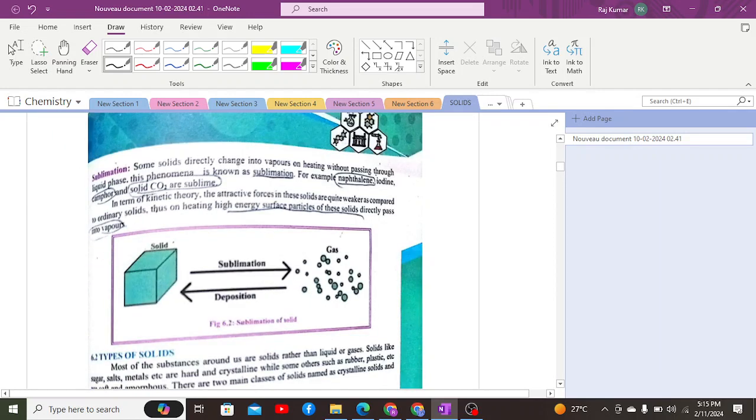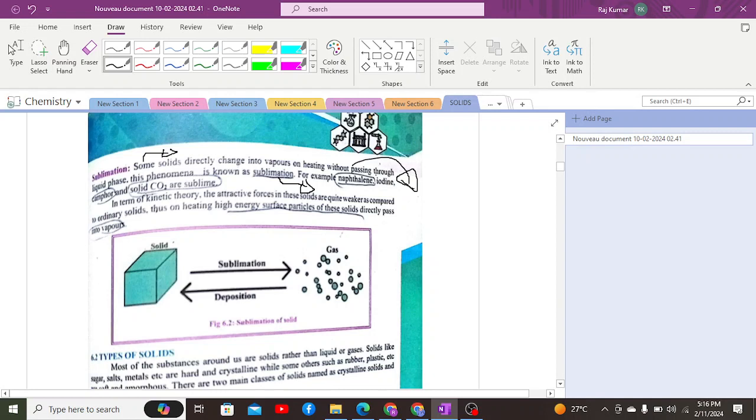Moreover, sublimation is a process in which solids directly convert into gas without passing through the liquid state. In this case, some solids directly change into vapors on heating without passing through the liquid phase. This phenomenon is known as sublimation. For example, naphthalene and iodine are solids which are molecular solids. They are under the class of molecular solids, which have weak forces of attraction known as the London dispersion forces.